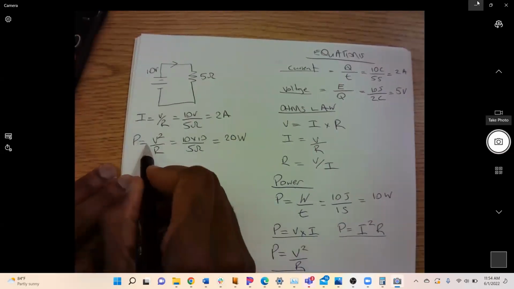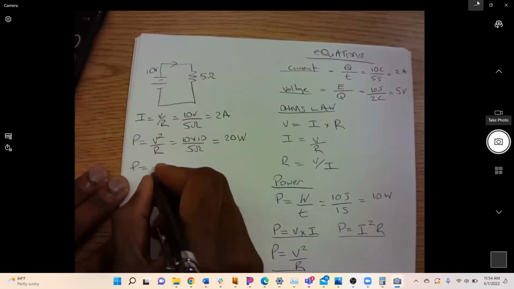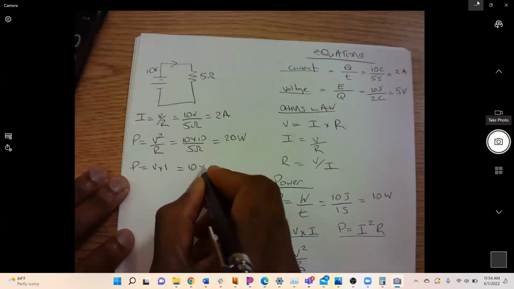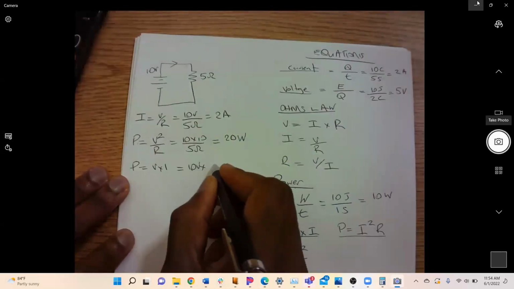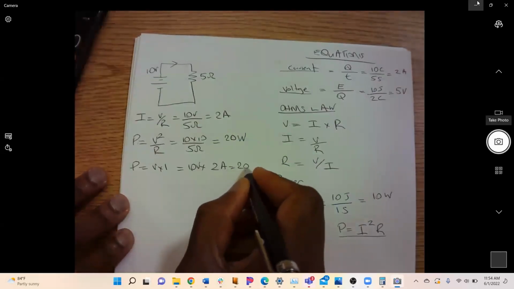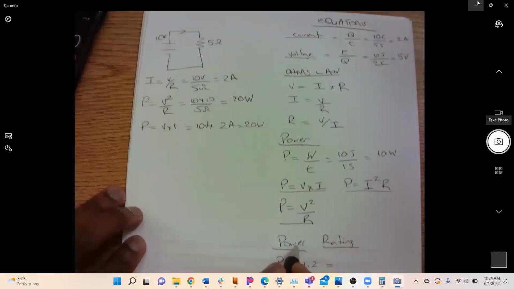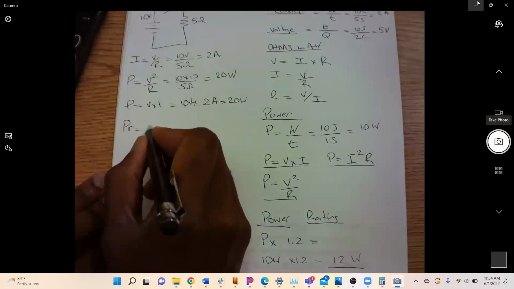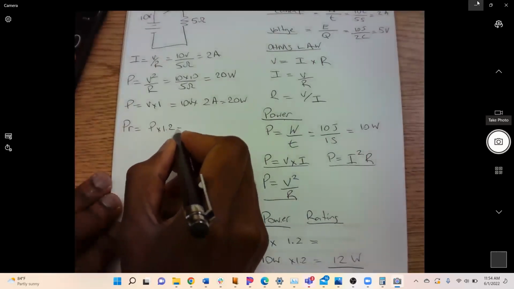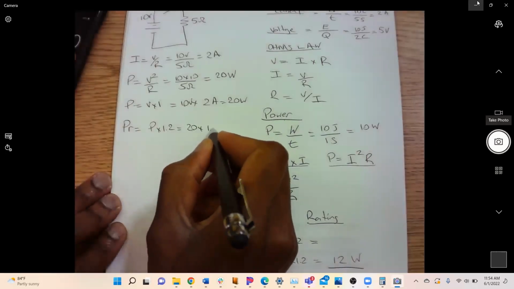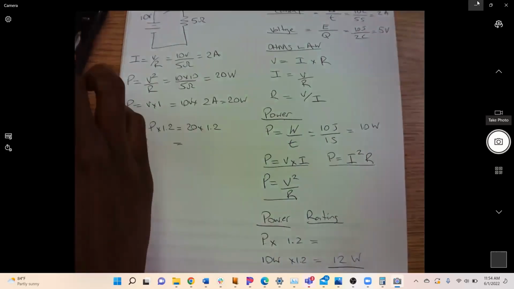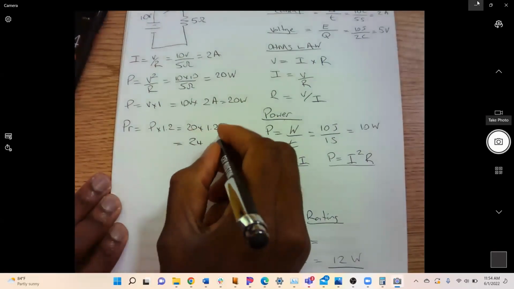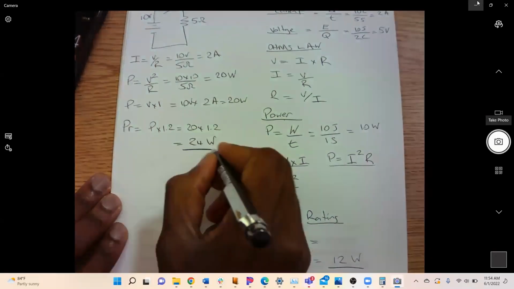If you use any other equation, for example, power equal to V times I, we would get the same thing. V is 10 volts, I is 2 amperes, and we would also get 20 watts. Now, if I told you to find the power rating, it is going to be P times 1.2, which is 20 times 1.2, which gives us 24 watts. So this is the power rating.